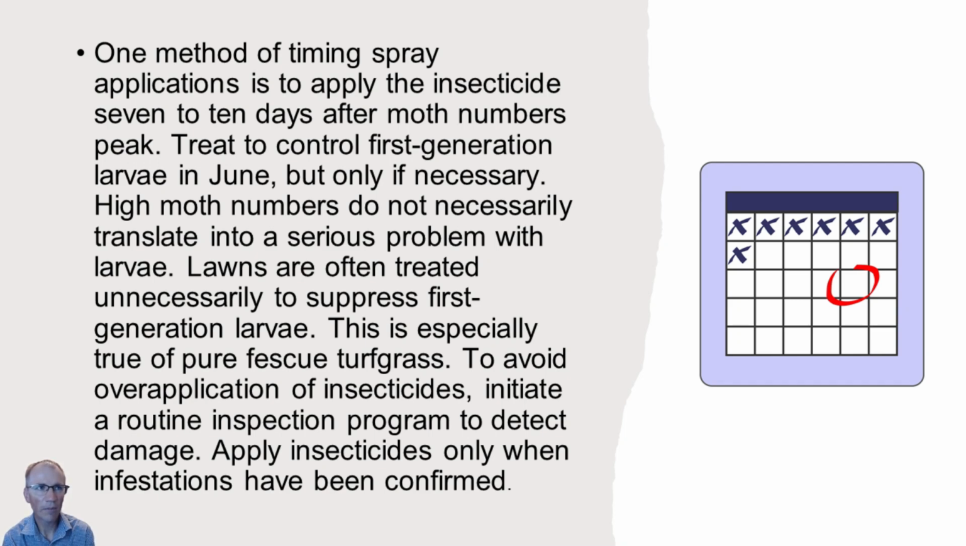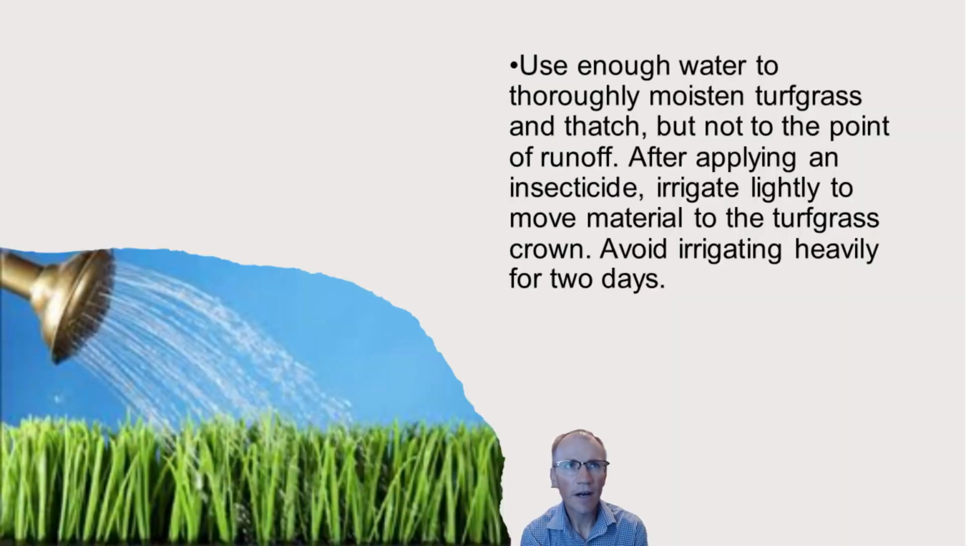To avoid over-application of insecticides, initiate a routine inspection program to detect damage. Apply insecticides only when infestations have been confirmed. Use enough water to thoroughly moisten turfgrass and thatch, but not to the point of runoff.